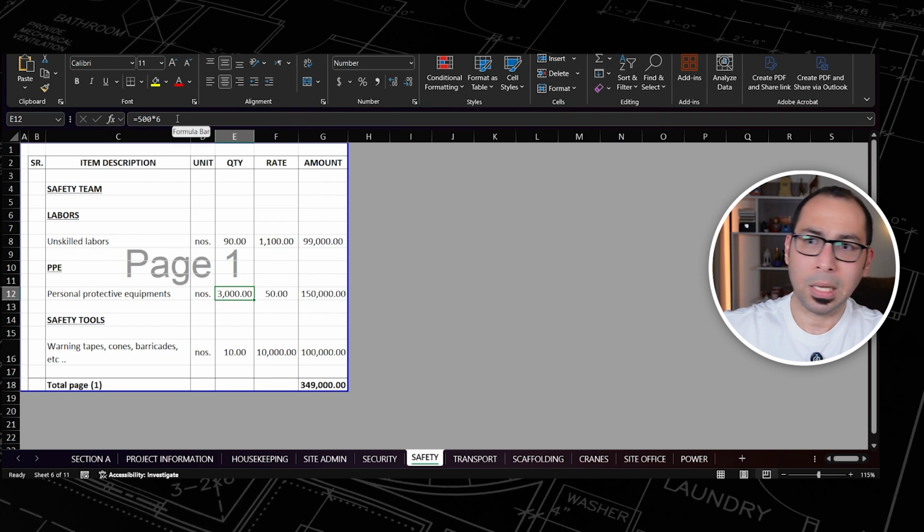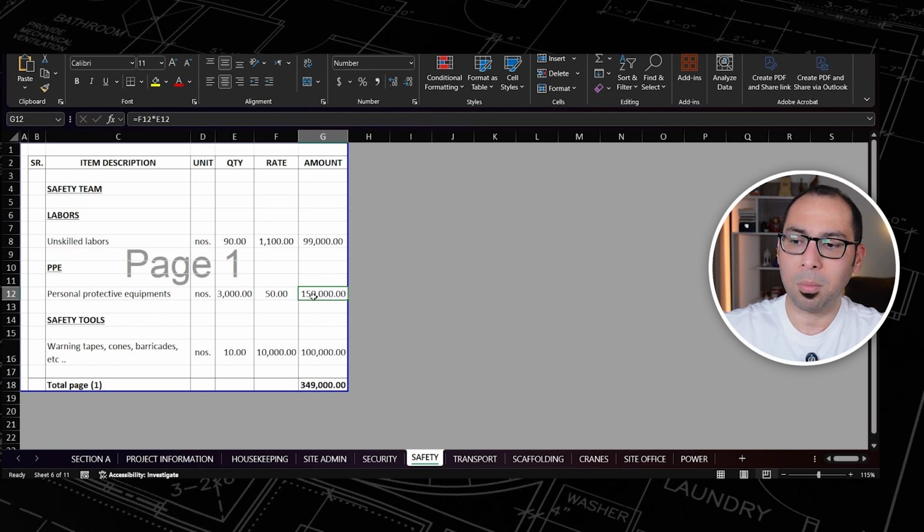I'm assuming that in this project we will have 500 laborers on average every day, and I'm assuming that each of these laborers will have 6 sets of PPE during the project lifetime. So 500 multiplied by 6, that's 3,000, and per set 50, so I'm getting 150 here for the PPE.